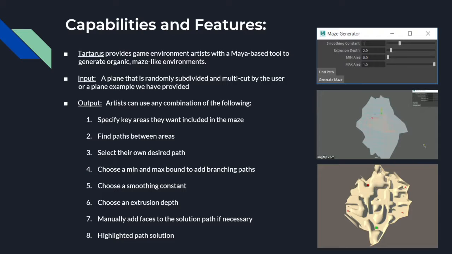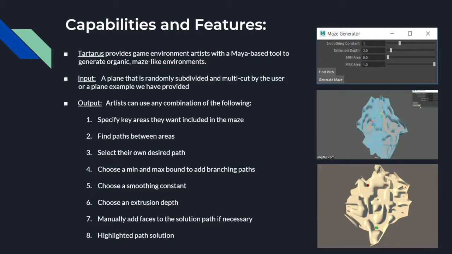The user can select areas of the plane to be part of the maze floor. This feature allows for room, path, or single face selection. The user can generate paths between those selected areas. This ensures the player can fully navigate the area.